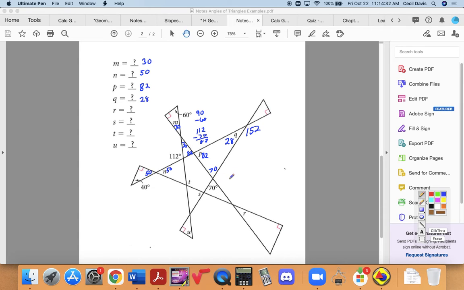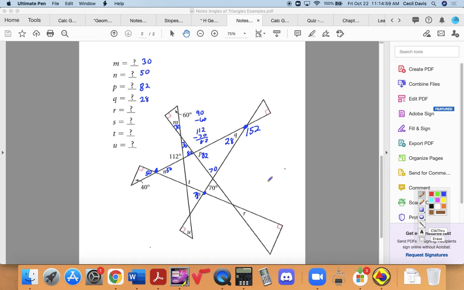Is it going to have to be an exterior angle? Do we find S? It is an exterior angle to this big triangle. So we have 50, we have 28, and then S is the exterior for them. So we add them? Correct. Is it 78? It is. Triangles are good. That's what I'm talking about.